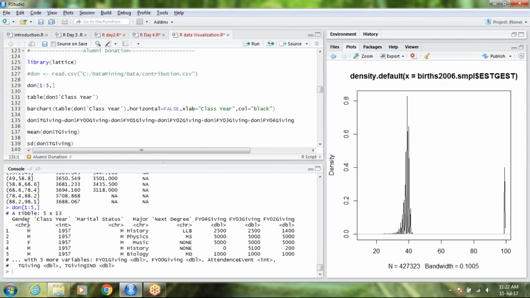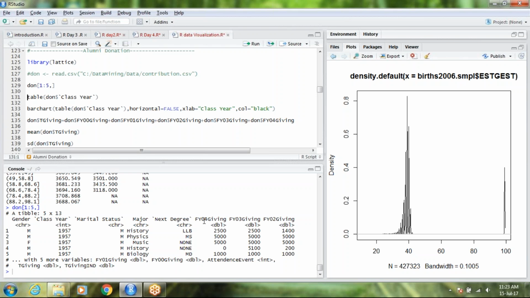So here I have details of the students. What is the gender and which year they passed out. Also, what is the marital status, what is the major that they have chosen in their college, and did they pursue any next degree.